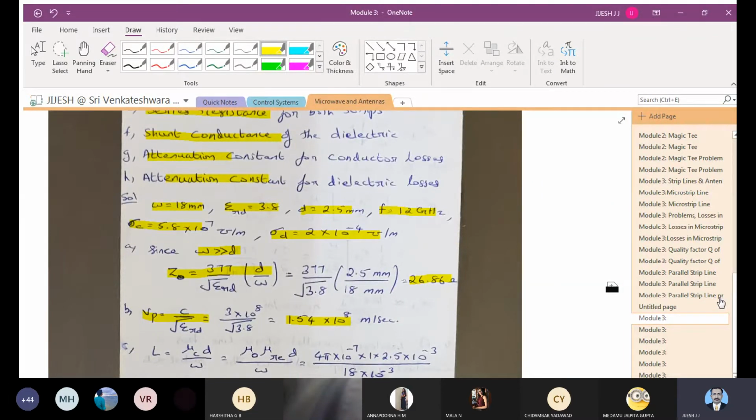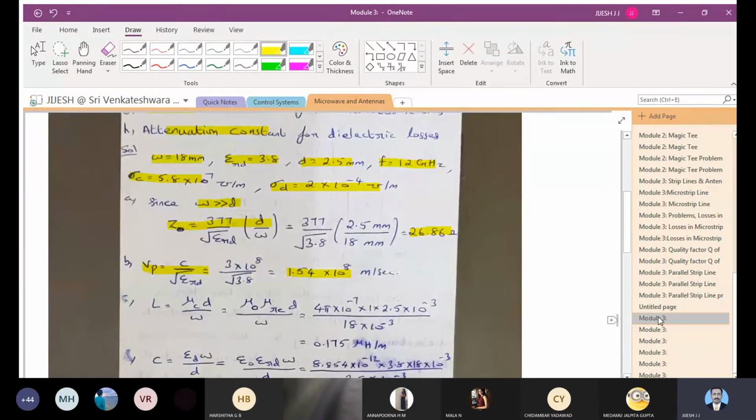That is capacitance and the rest of the things. So 1.175 is what you got, no? It is in microhenry per meter. Capacitance, you do it.